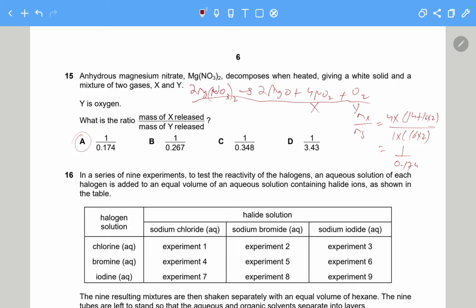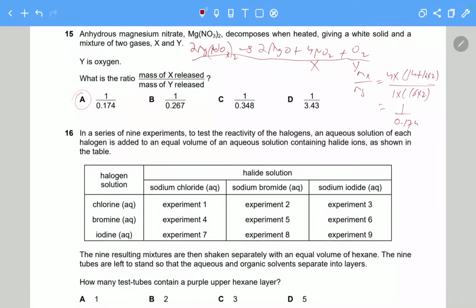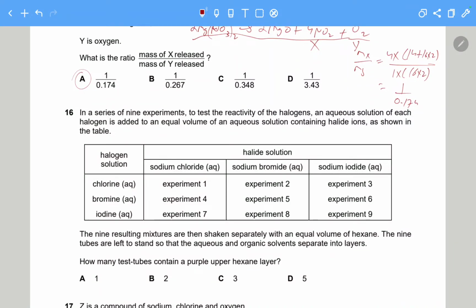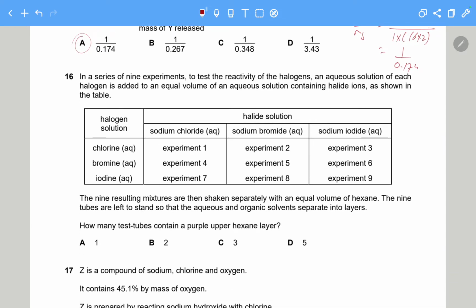Question 16. In a series of 9 experiments, to test the reactivity of the halogens, an aqueous solution of each halogen is added to an equal volume of an aqueous solution containing halide ions as shown in the table. So they've given a halogen solution on the left and the halide solution on the top. The 9 resulting mixtures are then shaken separately with an equal volume of hexane. The 9 tubes are left to stand so that the aqueous and organic solvents separate into layers. How many test tubes contain a purple upper layer in hexane?